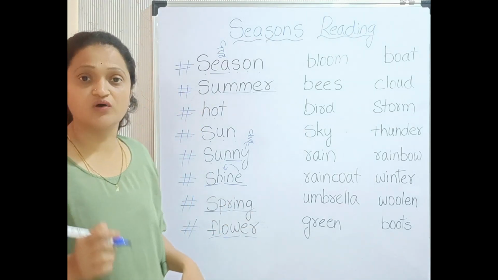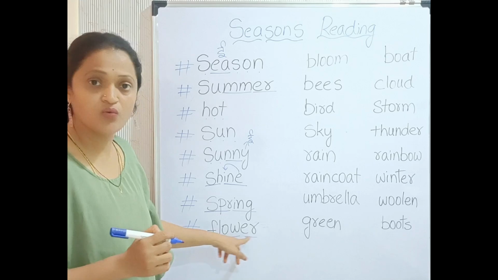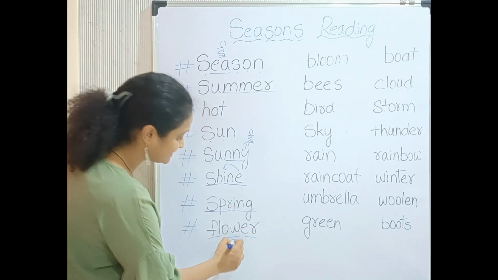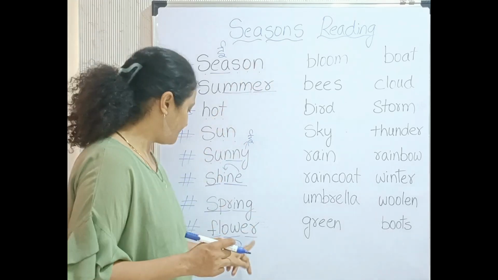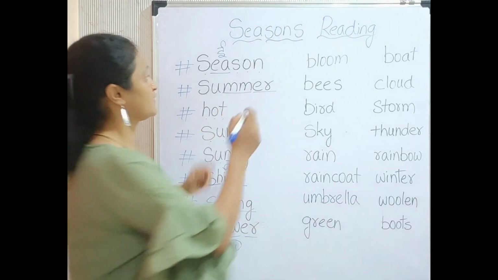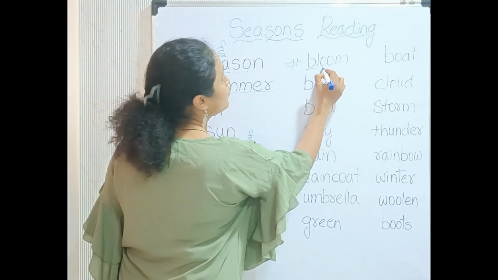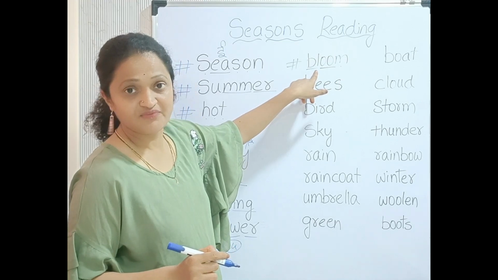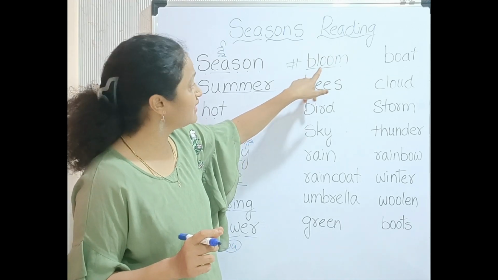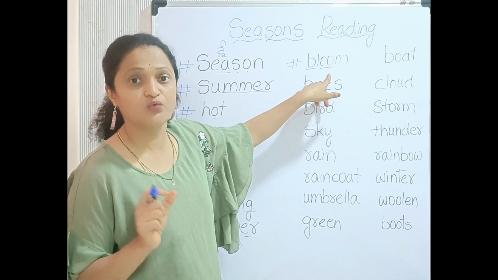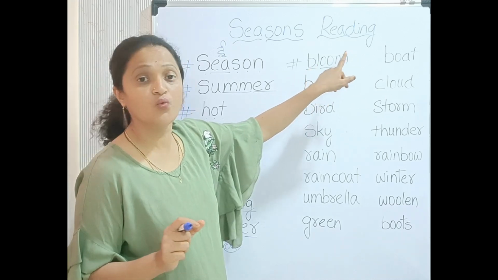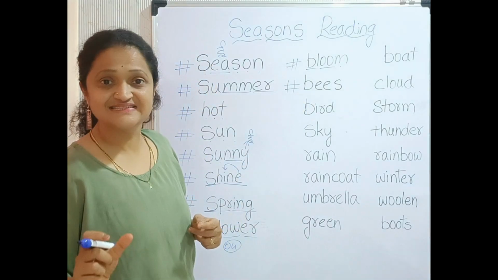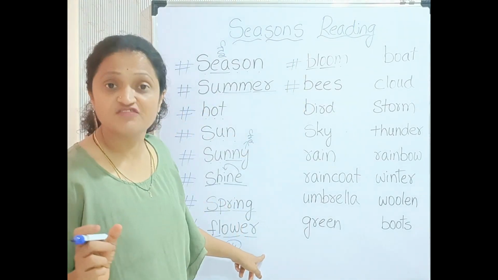Fl-ow-er. Flower. O-U and O-W make the same sound. Flower bloom. Bl-o-m. Bloom. B-L. This is called L blend. Double O makes the sound oo. Bl, o, m. Bloom. We can see bees nearby the flowers.